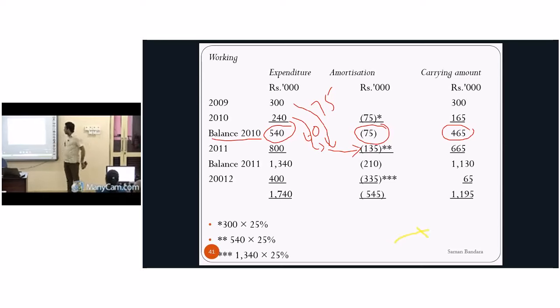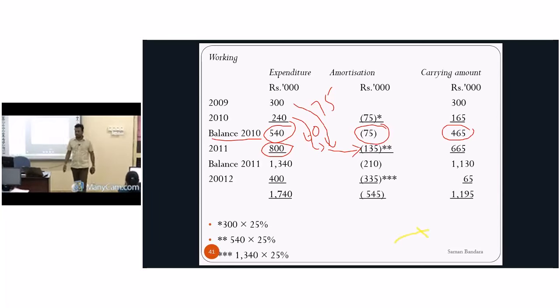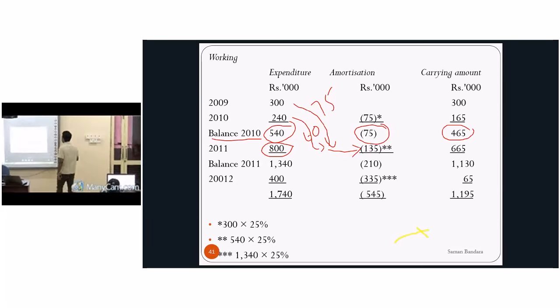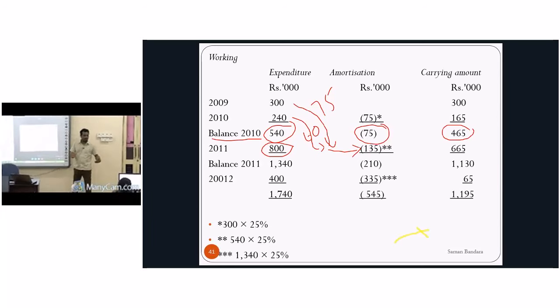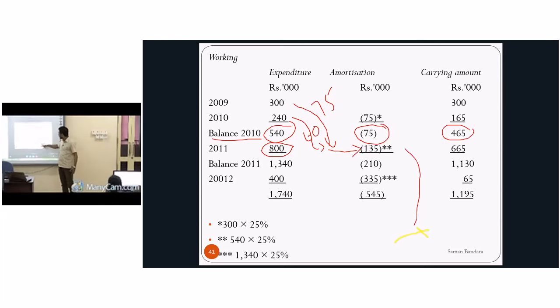Got it? Now as a result of that, this 800 we also have to reverse. We have to restate. How? Intangible asset debit. We have to credit cash at bank, because they have spent that money in the comparative year. And this 135, profit and loss account debit. For the 135 double entry, P&L debit, profit and loss account debit, and we have to credit the provision for amortization or the asset account. Got it?